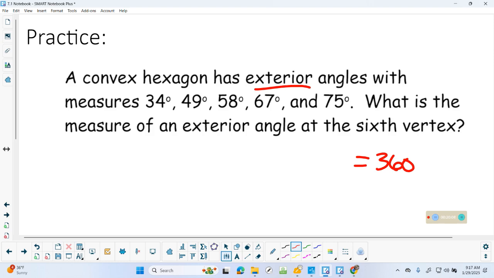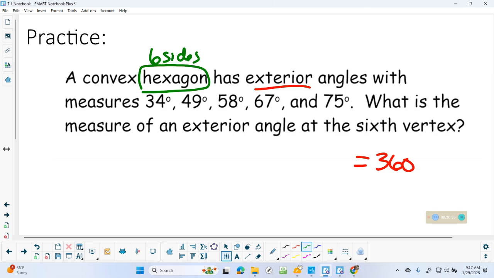With measures 34, 49, 58, 67, 75. What is the measure of an exterior angle at the sixth vertex? Now, remember, this is the same thing. It's just very wordy. Hexagon. How many sides on a hexagon? 6. You know that. Notice they gave you 1, 2, 3, 4, 5 angles. You've got to figure out the sixth one.